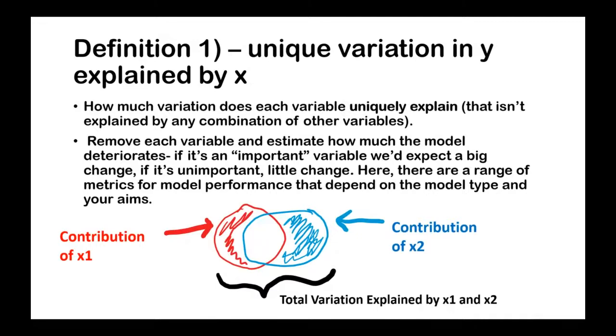So the first definition that you can use for importance is looking at the unique variation in your response variable, so your y, that's explained by x. The idea here is that you look at how much variation each variable uniquely explains that isn't explained by any combination of other variables. In this Venn diagram, it represents the total variation in y that's explained by x1 and x2. Given x1 and x2 are somewhat correlated, there's some variation that is explained by both of them, and then the shaded areas represent their unique contributions.